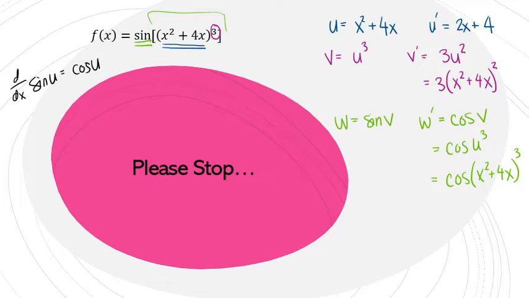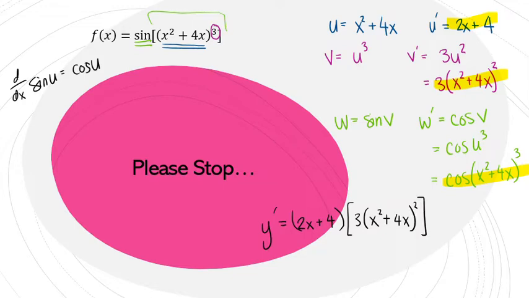Okay? So our total derivative, this time we need to grab u prime, we need to grab v prime, and we need to grab w prime. We need to make sure we don't have any u's, v's, and w's, that all of our substitutions have been changed back, so we only have x's, and we go. Okay, 2x plus 4 is u prime. I'm just going to write it down and move it around afterwards. V prime is 3 onto x squared plus 4x squared. And then w prime is cosine of x squared plus 4x cubed.